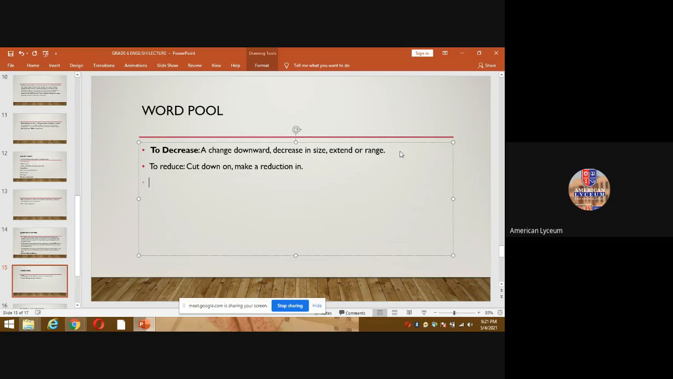Next word we have is recycle, which means to restore something, use something again. To recycle. Recycle: use again after processing.